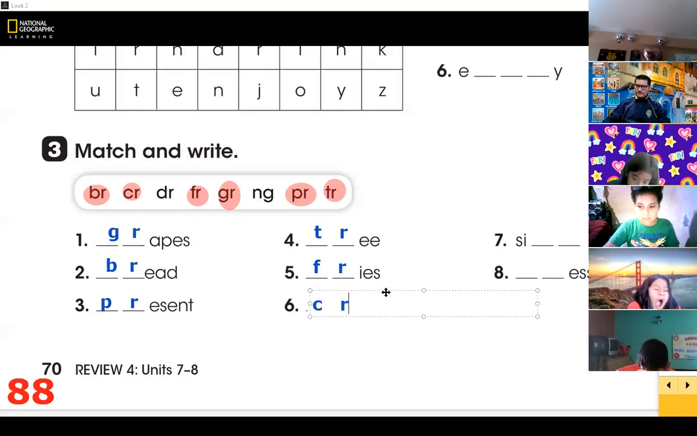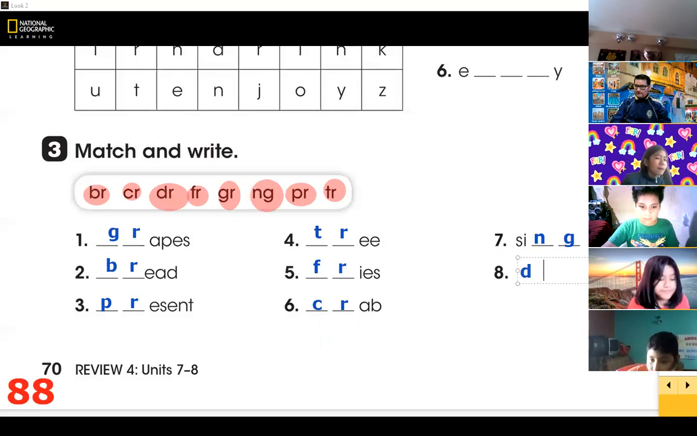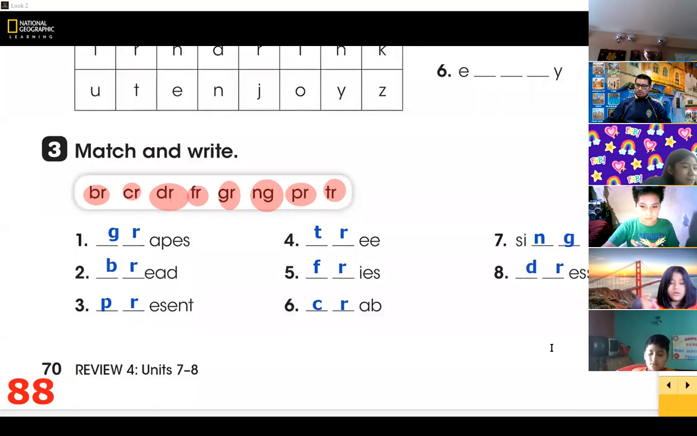What's number seven? Sing. That's right. Sing. That's right. That's correct. That's number seven. Dress. Yes, that's right. Number eight is dress. And this is the answer. Draw. The sound of draw. Dress. Okay. And now we finish the activity.